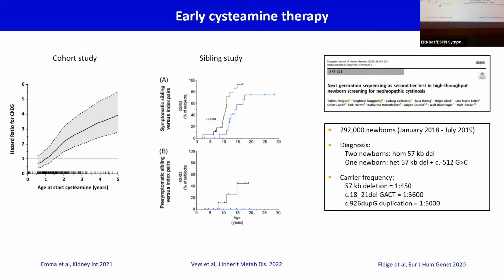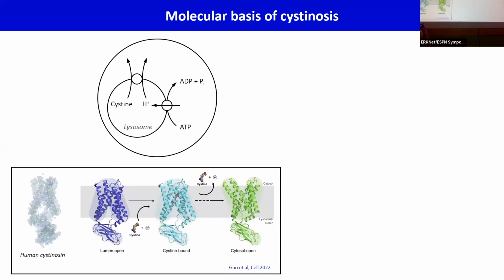Patients could be diagnosed even at birth. No. Now, I told you that cystinosis is due to a mutation of this transporter. The name is cystinosin, a cystine proton symporter. So the energy comes from the proton ATPase, that is, the gradient of protons.